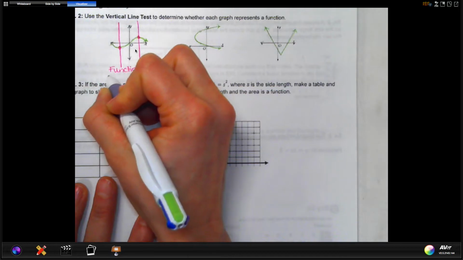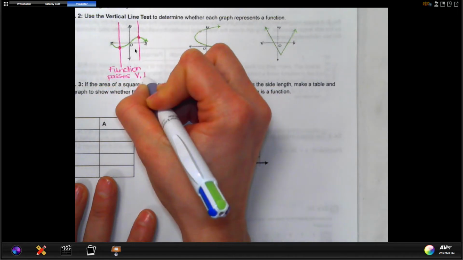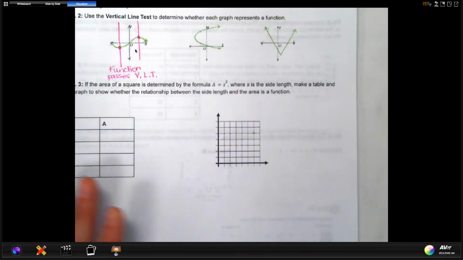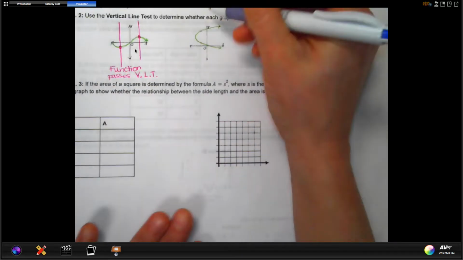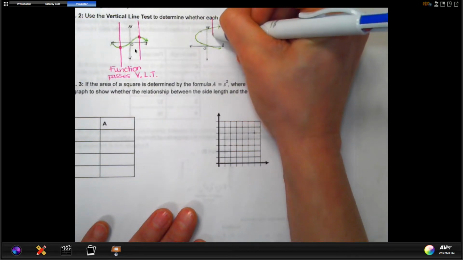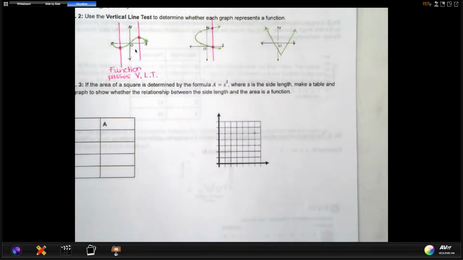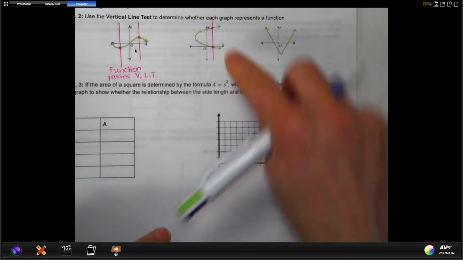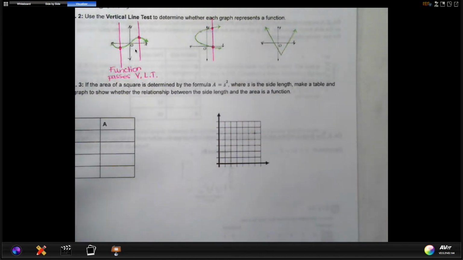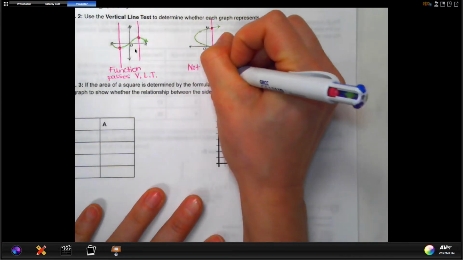It passes the vertical line test. And we're going to abbreviate that, VLT. Okay? Now the next one, if you drop a vertical line on this graph, let's drop one right here, it hits the graph in 2 spots on our very first line. So this one, since it hits twice, this fails the vertical line test. So this is not a function.